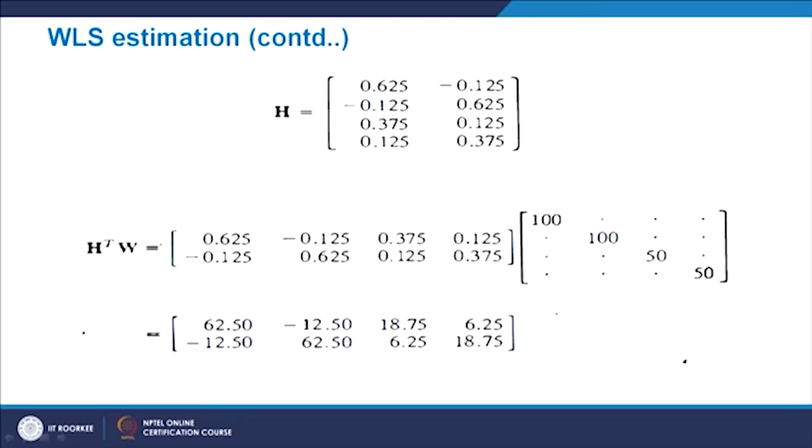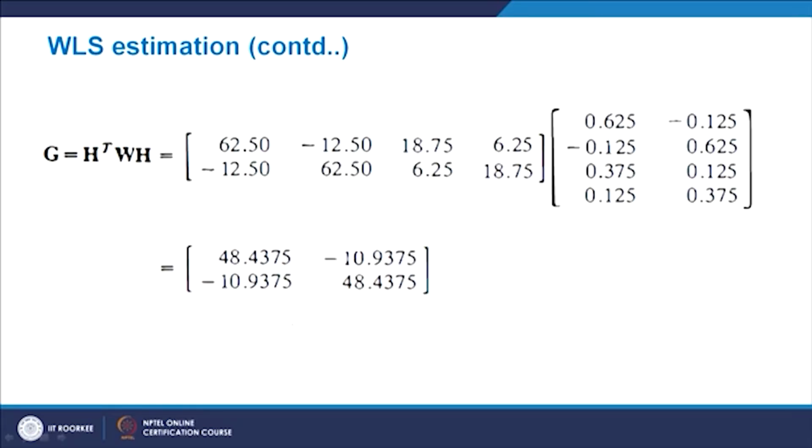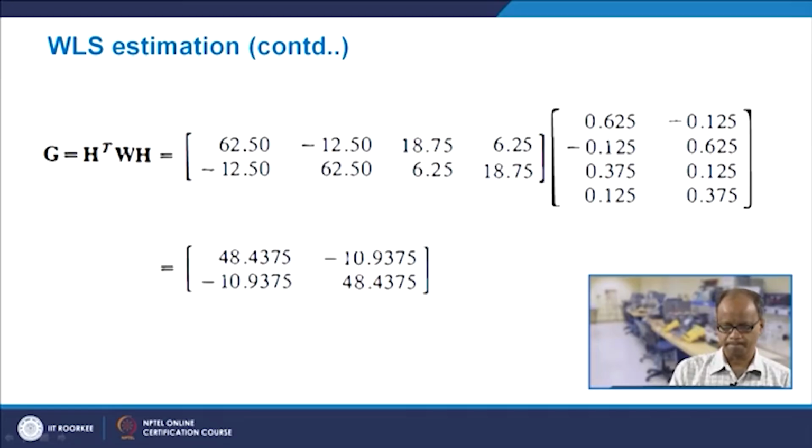After we do this H transpose W, we calculate the G matrix, which is the gain matrix. G matrix is H transpose W into H. We have already got H transpose W, and into H, it is a 2 cross 2 matrix.